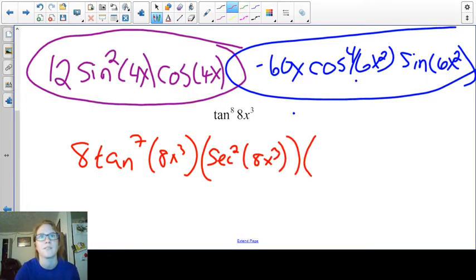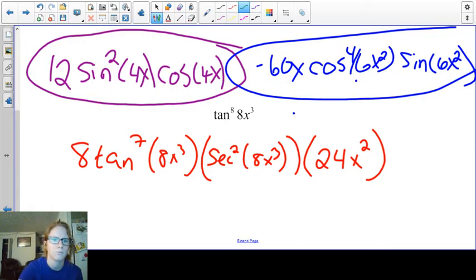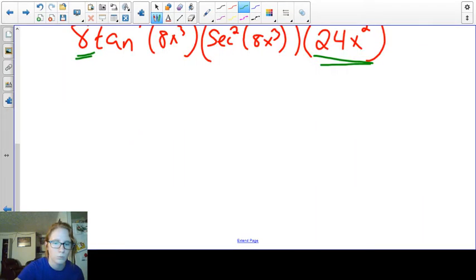Times the derivative of that stuff, which gives me 24x squared. So let's look for things we can multiply. I've got that 8, but this 8 here is the tangent, so it's not a coefficient, and this is the secant, so that's not either. But I have this one, so I'm going to take 8 times 24, which gives me 192.